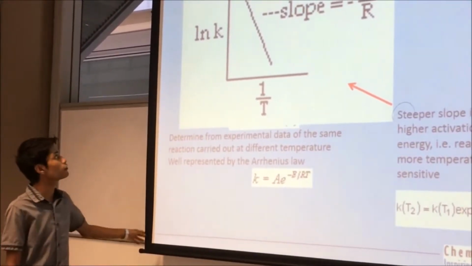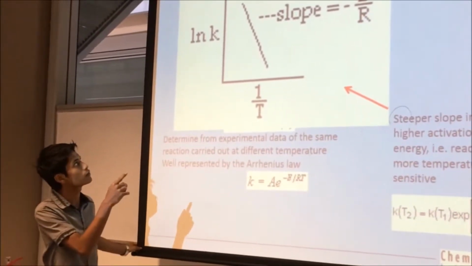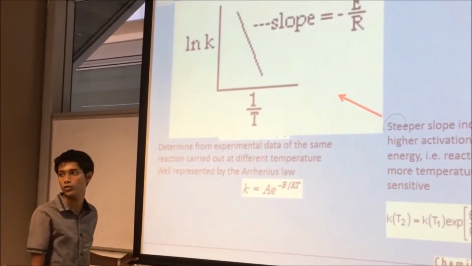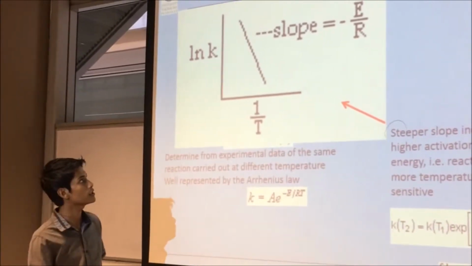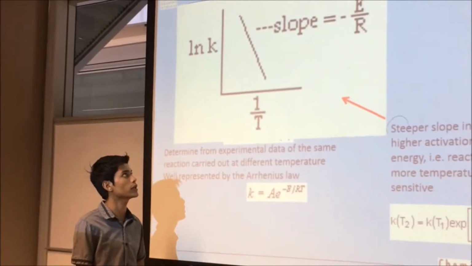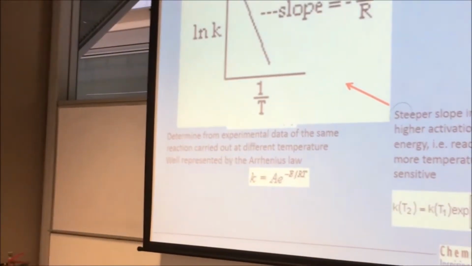We can make a graph of log K versus 1 over T, and then the slope is equal to negative E over R, which is the gas constant, and then from that slope you can determine the value of activation energy. Okay.